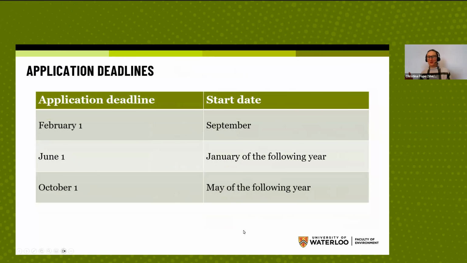And one thing that I don't know whether or not we mentioned yet, but the climate risk management program is open for admission 3 times a year. So you can start the program in September, January, or May. So depending on when you're hoping to join the program, there are different application deadlines. So February 1st is the deadline for those who want to start in September, June 1st for January of the following year, and October 1st for May of the following year.